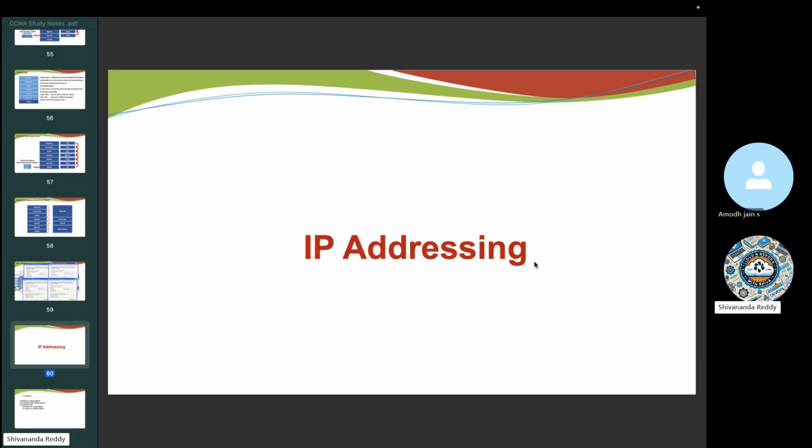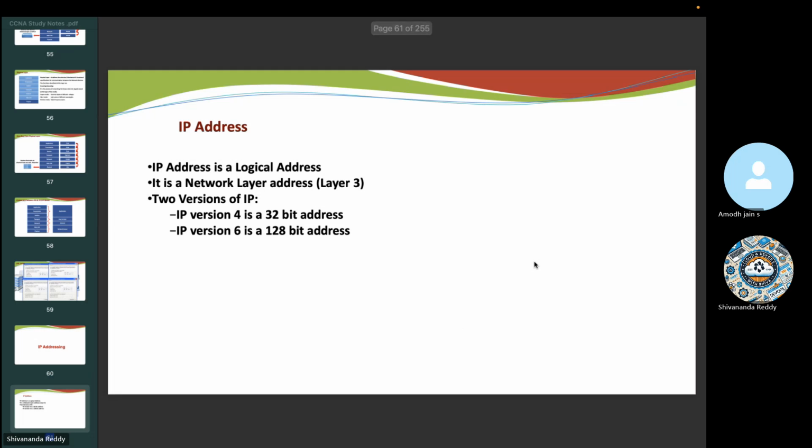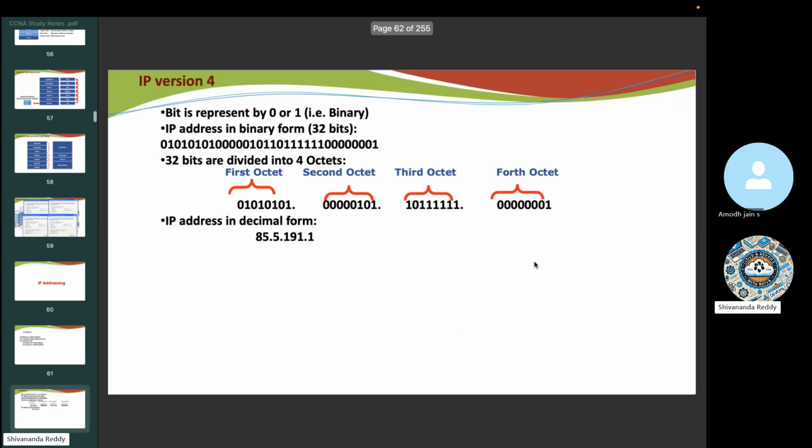Next, we have IP addressing. An IP address is a logical address. It is a network layer address, Layer 3 as we call it. Two versions of IP are there. Remember, two versions of IP: IPv4 and IPv6. IPv4 is a 32-bit address, IPv6 is a 128-bit address. This we need to remember.